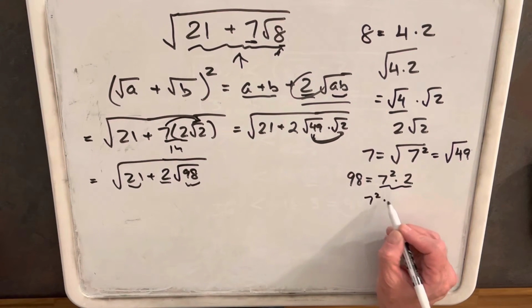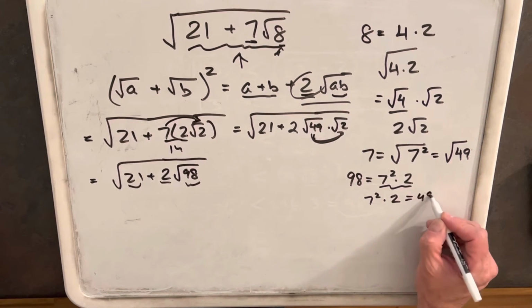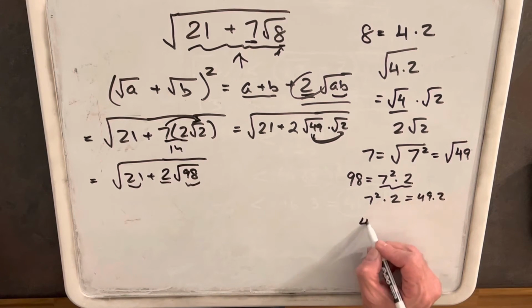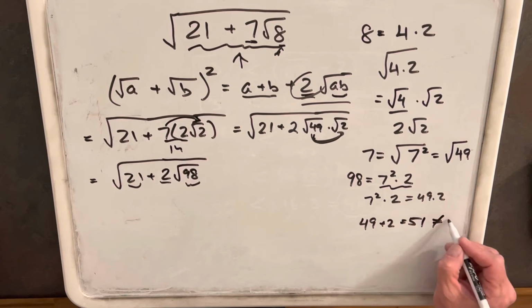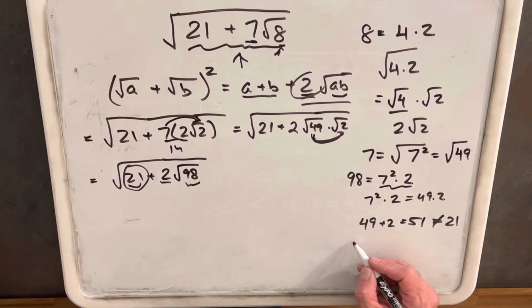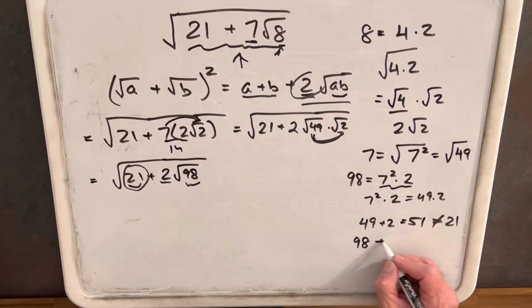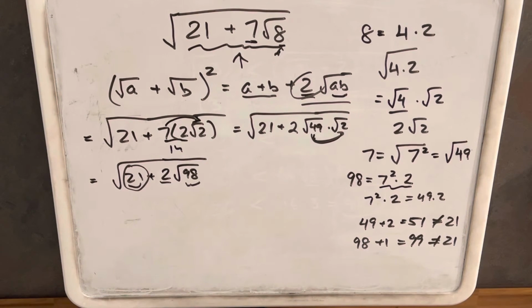For example, if we multiplied 7 squared times 2, which is actually 49 times 2, if we add that together, 49 plus 2, we get 51, and that's not 21, what we want there. The other possibility would be 98 times 1, but if we add 98 and 1, we get 99, and that's not 21. So then the only other possibility to get 98 is 7 times 14, and 7 plus 14 is 21. So that's going to work for our a and b values.